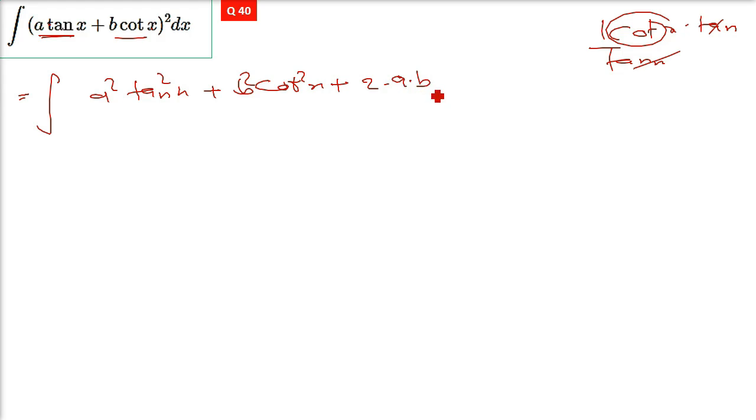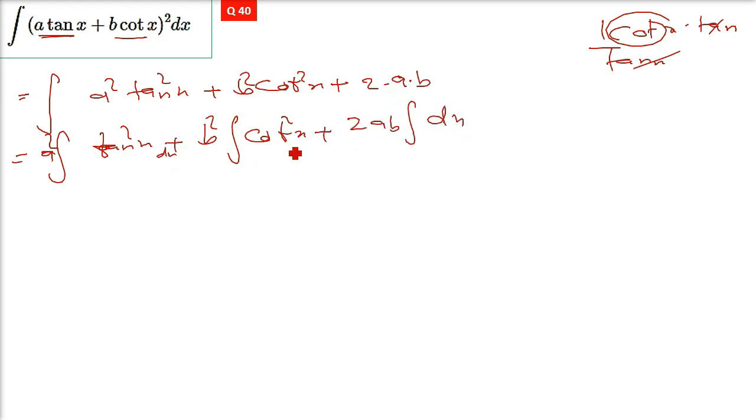So tan x and cot x get cancelled. Now this is a square, you can take outside, you have tan square x. Then we have this b square cot square x. Then we have this as 2ab and dx. Every time you need to remember that we ought to have this dx with it. I'm not writing it, but you need to write dx every time.